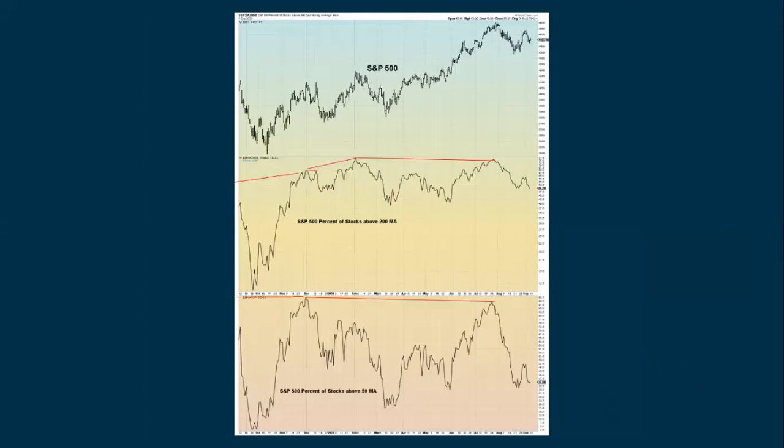Then we look at a different study. We have the 200-day moving average study on the top, and that's been declining, so that's more negative. And then we have a 50-period moving average study based on the S&P on the bottom. And that tends to move a lot quicker because these are shorter moving averages.